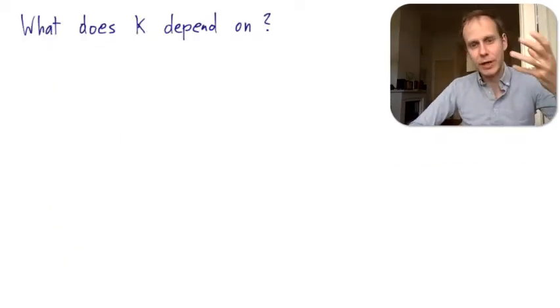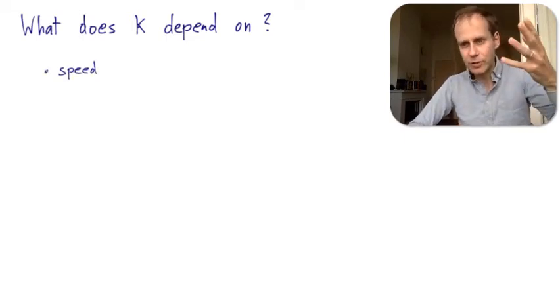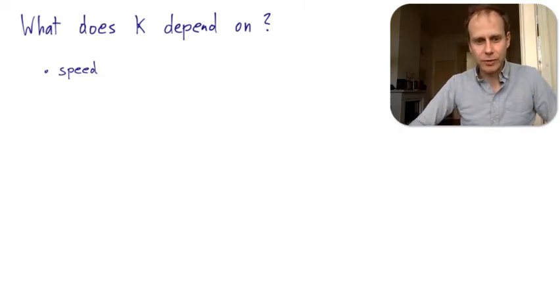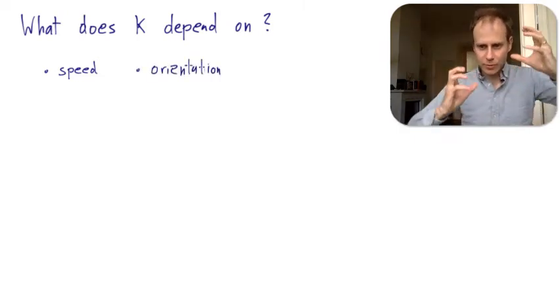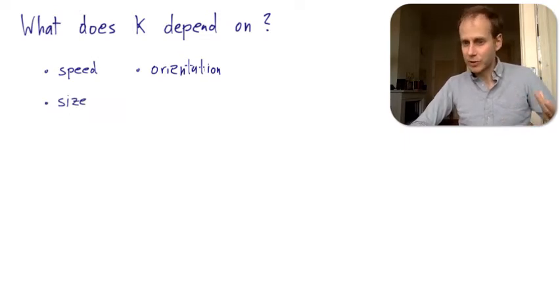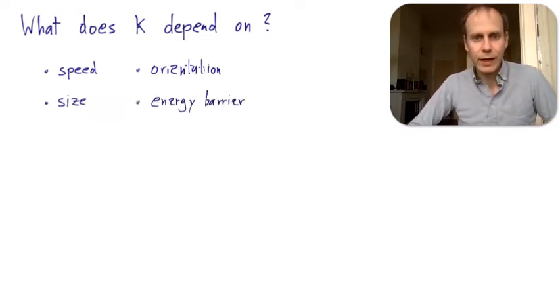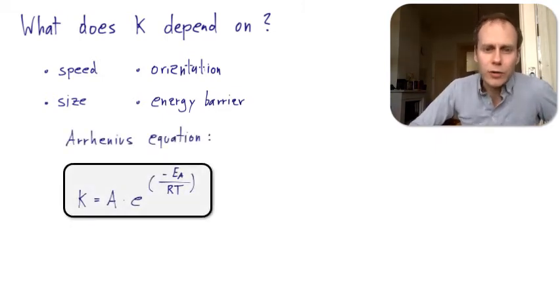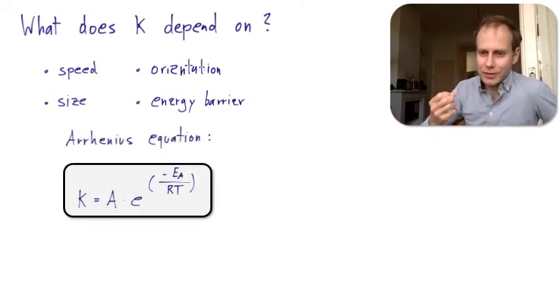So K depends, as we discussed, on 4 different things here. The first was the speed of the molecule that controls the chance of the collision. The other was whether there's the right orientation during the collision, then the size of the molecule, the bigger they are, the easier they find each other. And last we discussed this energy barrier. So all of this is captured in this equation that's called the Arrhenius equation.